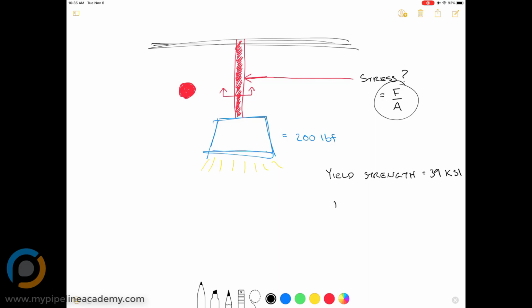KSI is 1,000 PSI. So 39,000 PSI equals 39 KSI. What's a KSI? KSI just stands for kilo, and then you kind of lose the pounds in there, but it means kilopounds per square inch. A kilo is 1,000, so KSI means 1,000 PSI. That's a common way of writing it that you'll see a lot. All right, so we know what our yield strength is now. Now we need to solve for our stress in that aluminum rod.